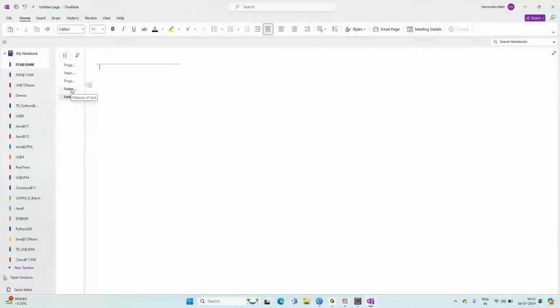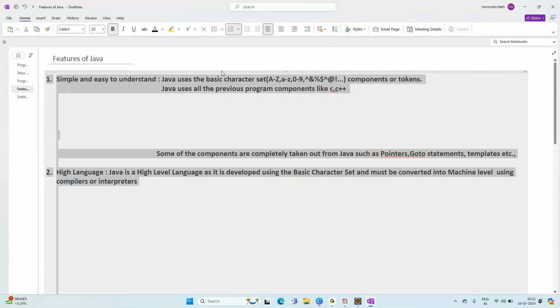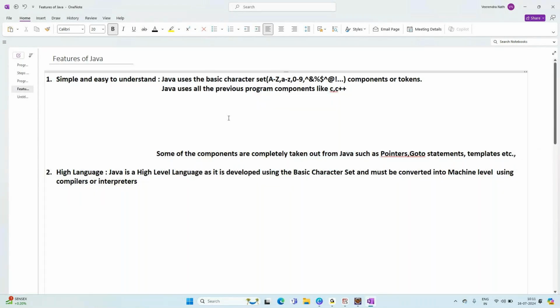So yesterday's notes are somehow missing, there is some problem with the notes part. Okay, so what we'll do is try to do all the things once again.